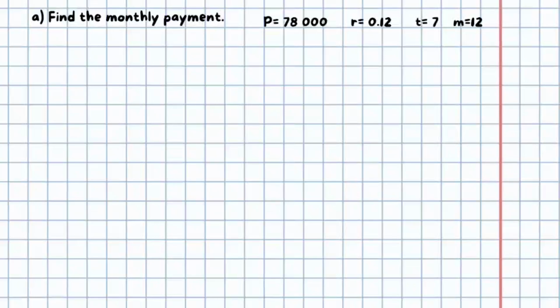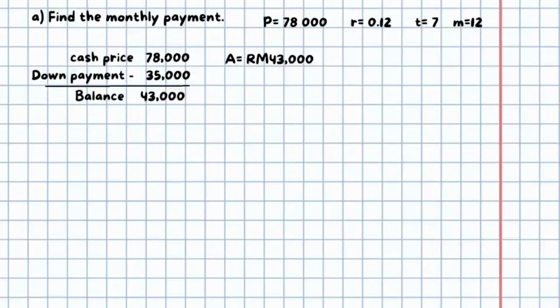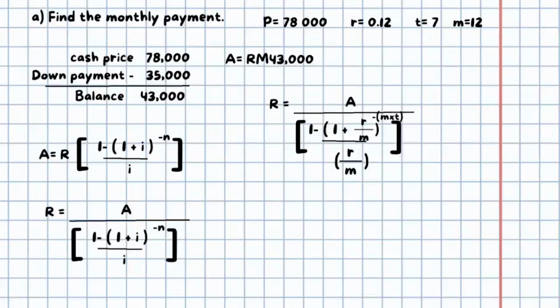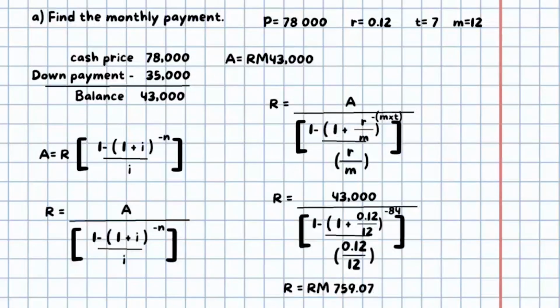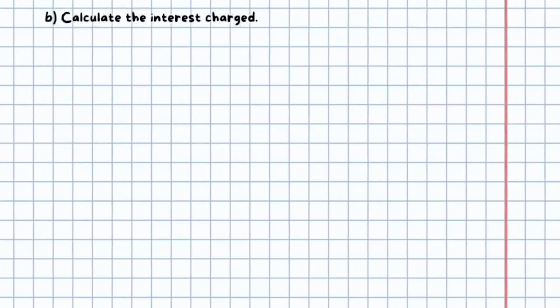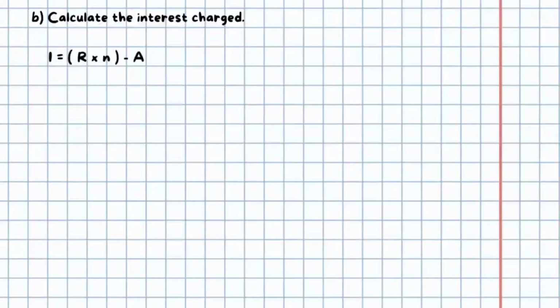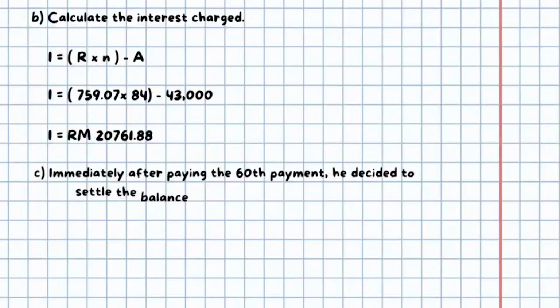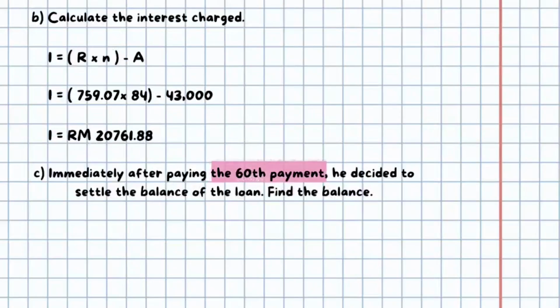For searching the present value, you must subtract 35,000 ringgit from 78,000 ringgit to get the balance, and the balance will be 43,000 ringgit. You must use the present value formula to find the monthly payment, and your final answer will be 759.07 ringgit. B. You must use this formula to get the interest charge, and you will get 20,761.88 ringgit.